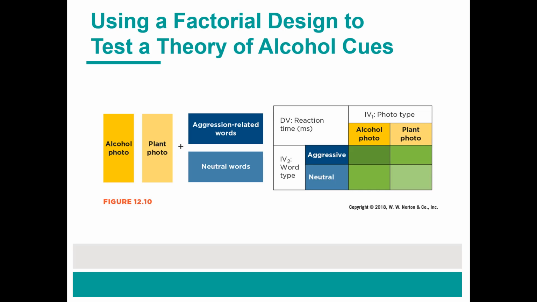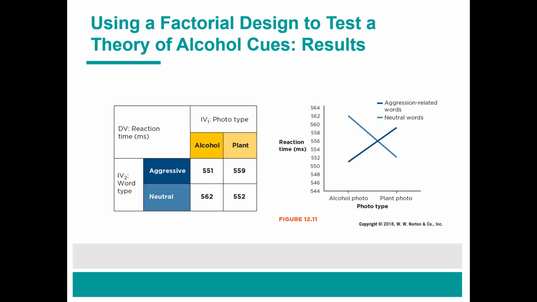This figure shows how the theory was tested by crossing two independent variables, photo type with 2 levels by word type with 2 levels, to equal 4 total cells. The results from the study are depicted here in a data table and a line graph. There was indeed an interaction between the two independent variables, and it was as expected based on the theory.